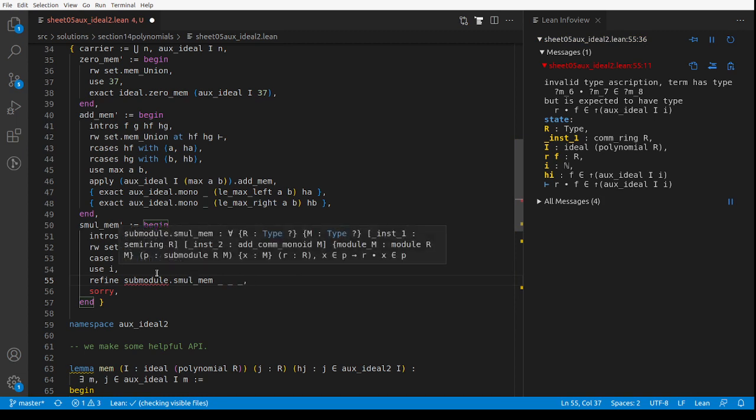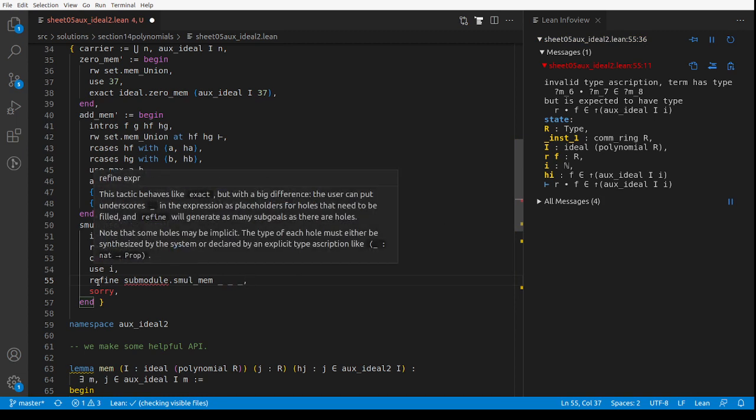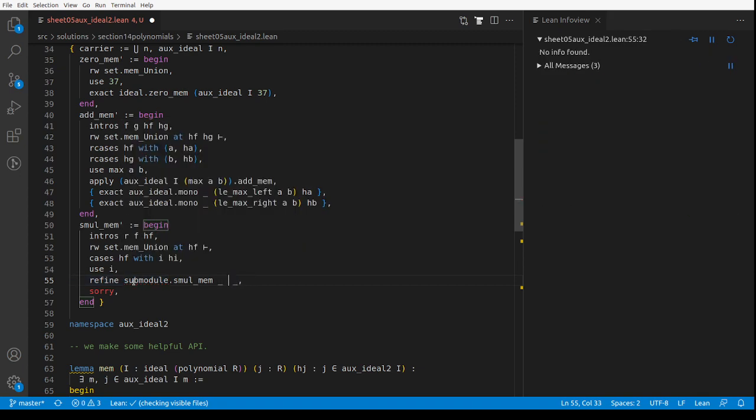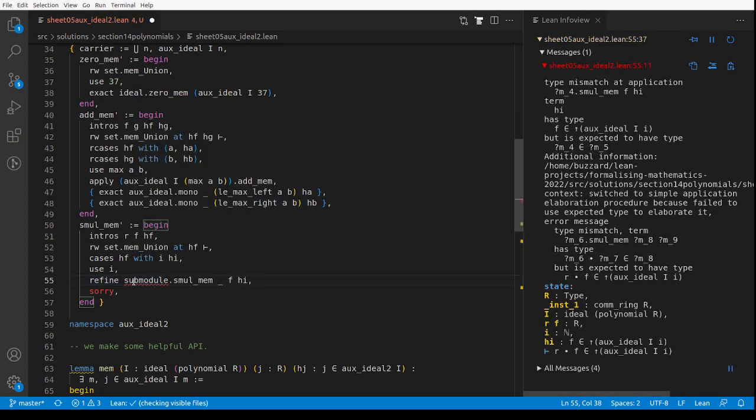It's honestly exactly this. Trust me. Submodule.smallmem. What does it want? It wants the submodule, which I don't want to give it, and then the element of the ring, and then the prefix in. So this is F and then HI. How about that? No. Okay.